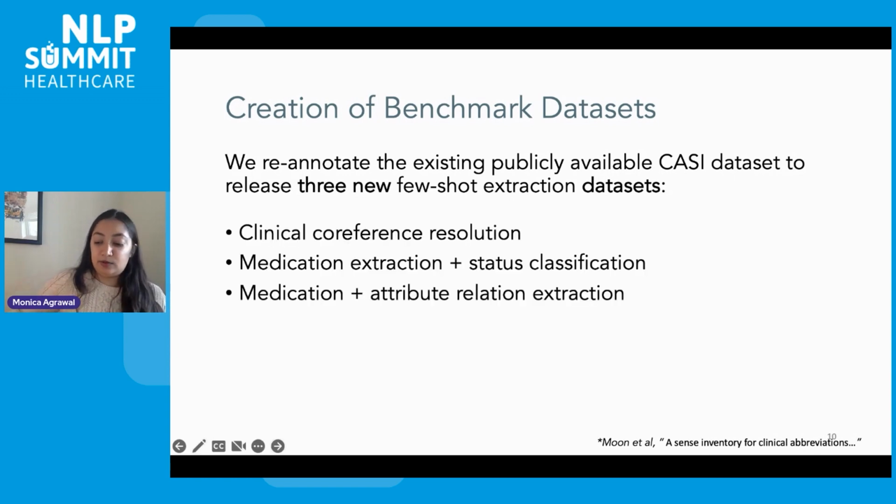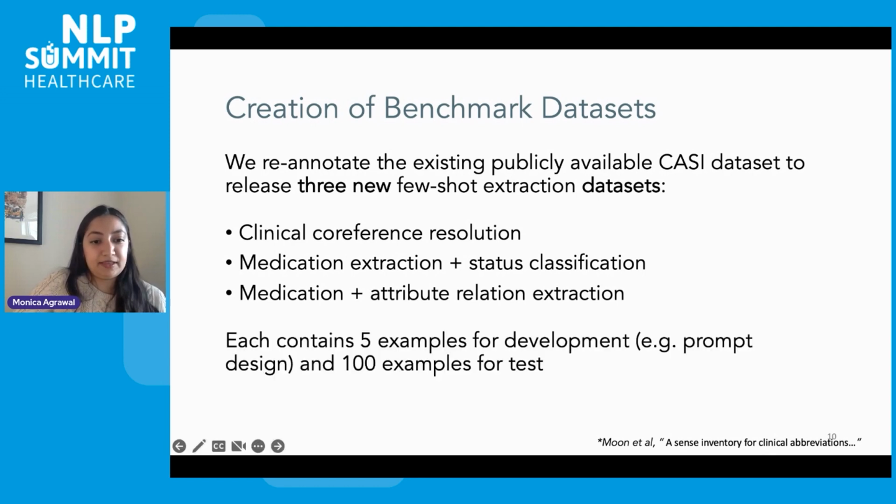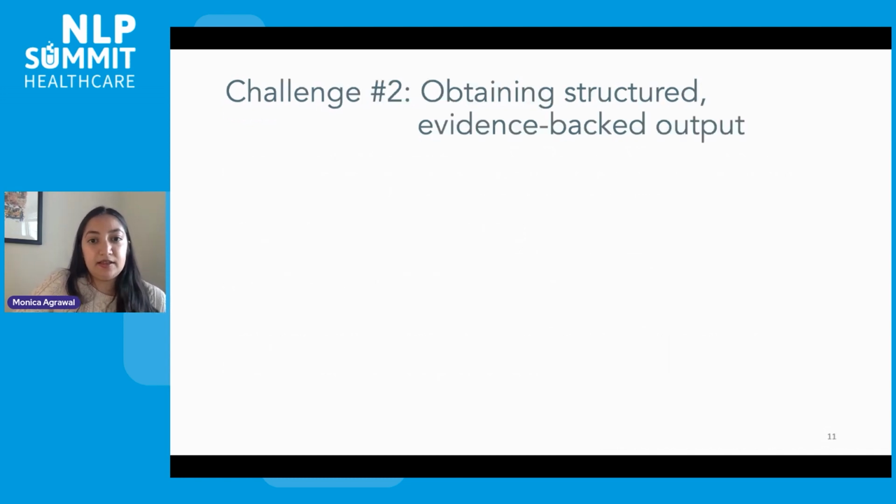I'll talk more about what these look like later, but they are clinical coreference resolution, medication extraction and status classification, and medication and attribute relation extraction. Each of these contains 5 examples for development, and by development, I mean prompt design, so designing how you ask the model a question, and 100 examples for test. And these have been open sourced on Hugging Face.